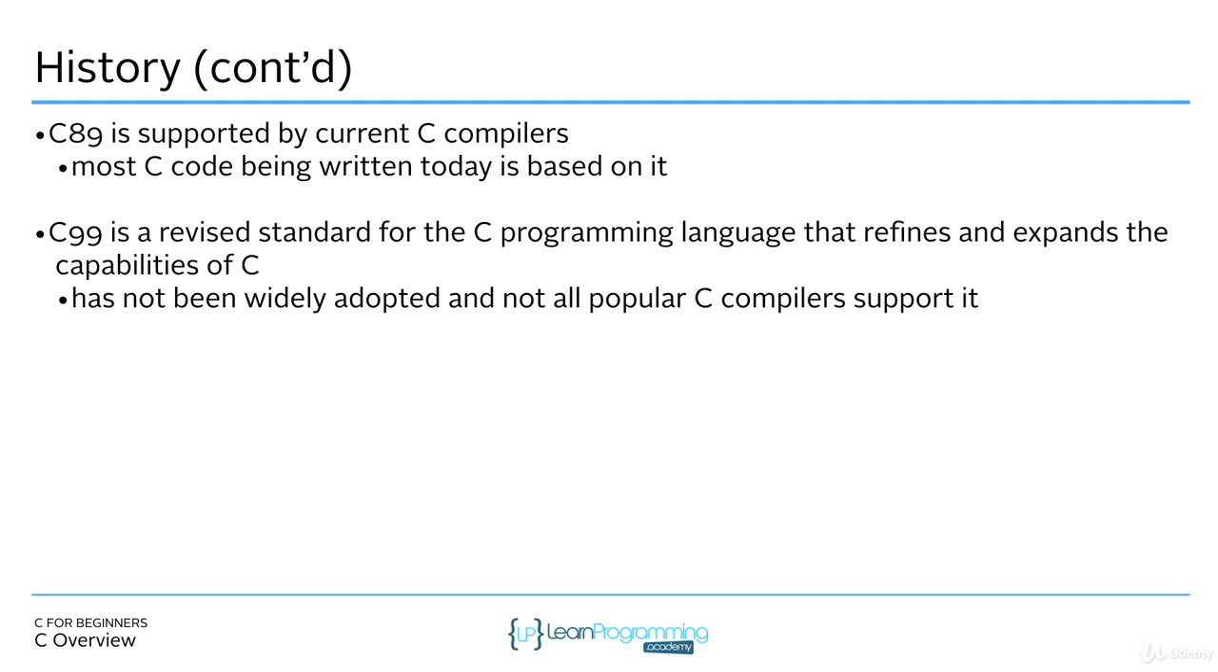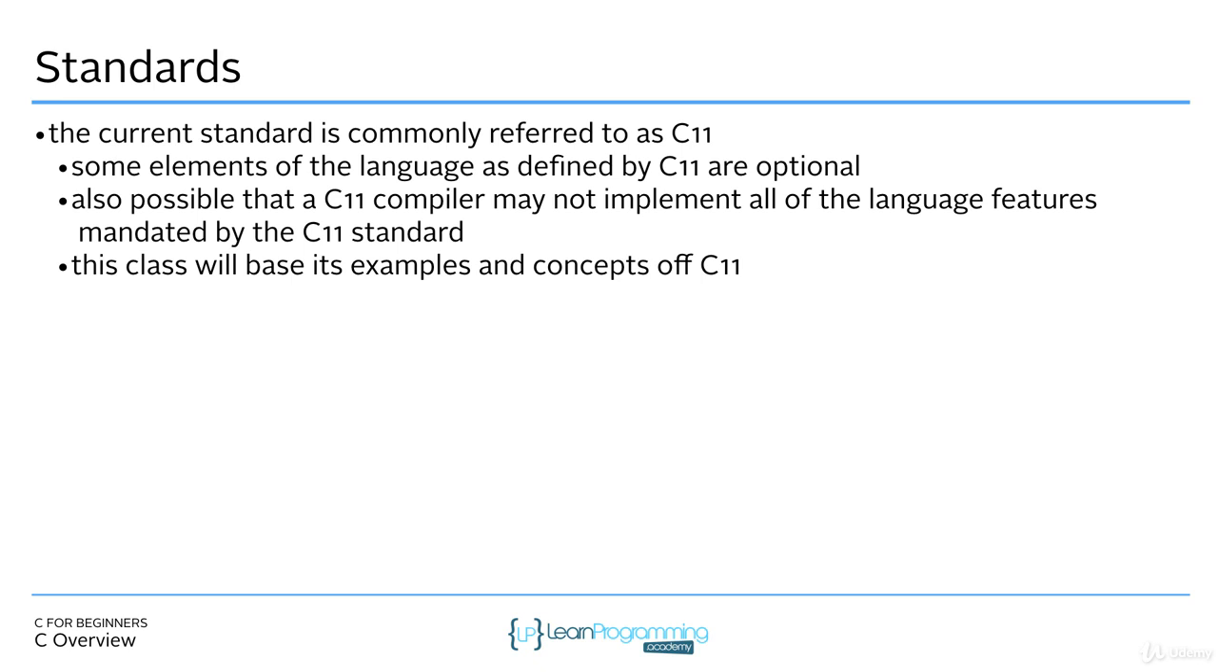C99 was a little revision where it expanded on some of the functionality and capabilities of C. It hasn't been widely adopted, and not all the compilers support it. But we'll be focusing mainly on C99. The current standard is commonly referred to as C11, 2011. Not used as much, but it does have a lot of cool features. We'll talk about all three standards, but we'll focus on C99.